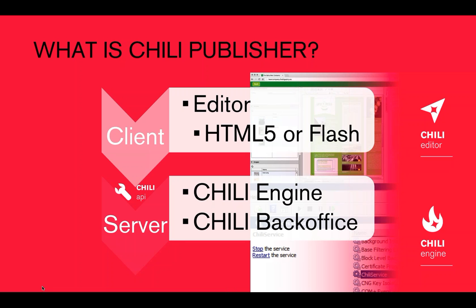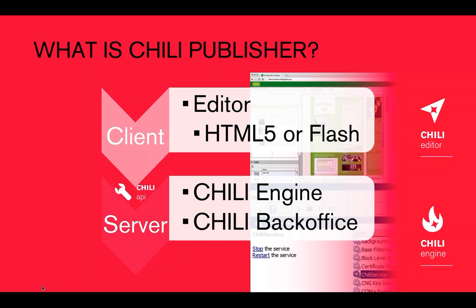And then on the back end, underneath that editor on the server, there are two components. There's the Chili engine, which is the piece that generates all your image previews, all your PDFs, all your different file types, and the back office, which is the tool that your designers use in order to manage and organize their templates. So for the most part today, we're going to focus on the Chili engine and understanding what it does, and what you can do by modifying the back office.